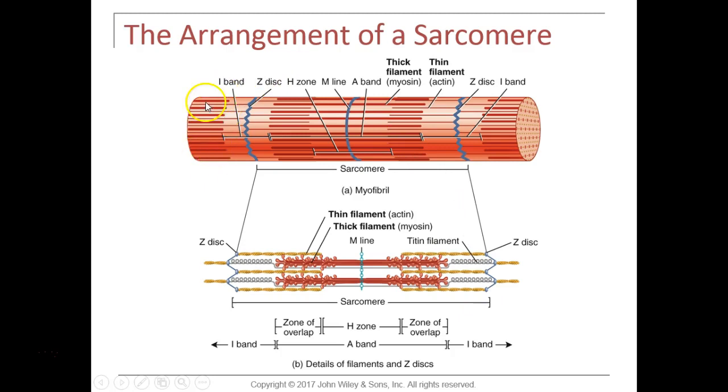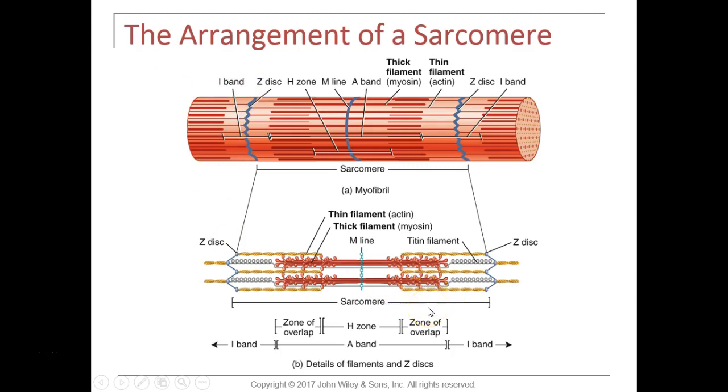So here's the myofibril up here. You would have one sarcomere from here to here, and if the myofibril was drawn longer, you would have one from here to there, all the way to the end. Either end, there are tandem repeating patterns of sarcomeric units. So what is a sarcomere made of?